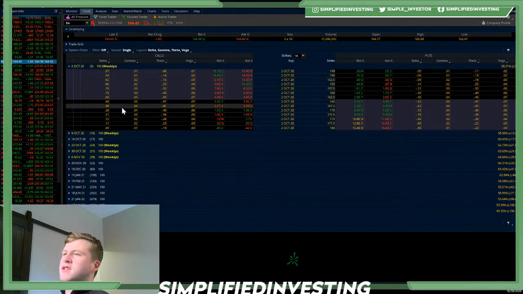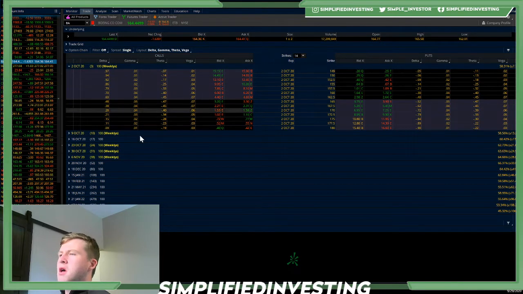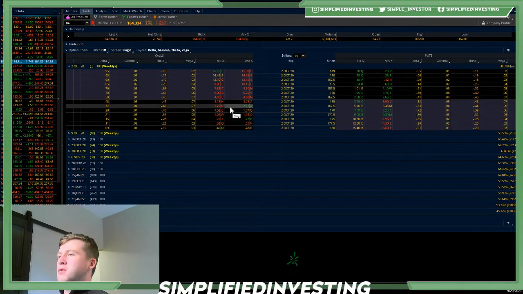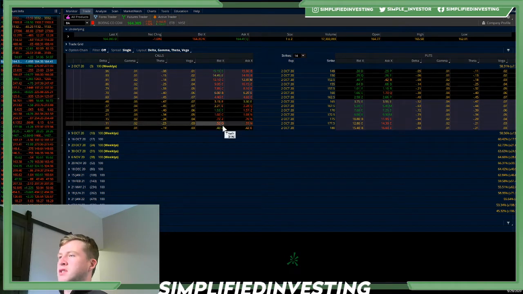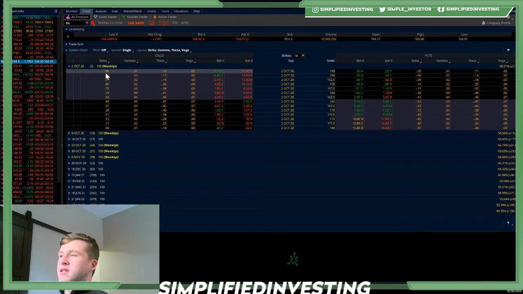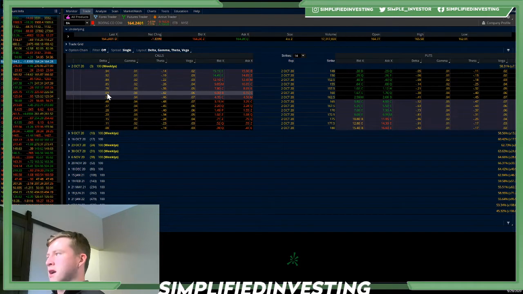And the biggest thing to remember is don't just chase the highest Delta, or the highest or lowest Theta. Look at it in relative terms to the option contract price. So again, Delta up here is obviously the highest, but that's a $1,500 contract versus a $600 contract here.